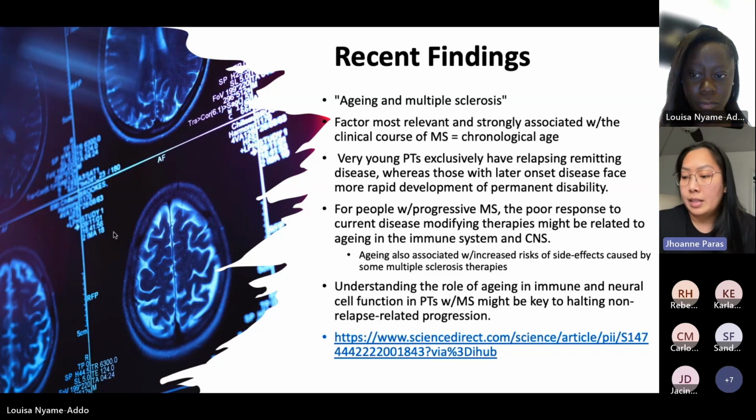So the research is saying that if we understand the role of aging in the immune system and neural cell function, we might be able to find a key to halting non-relapse progression of multiple sclerosis.